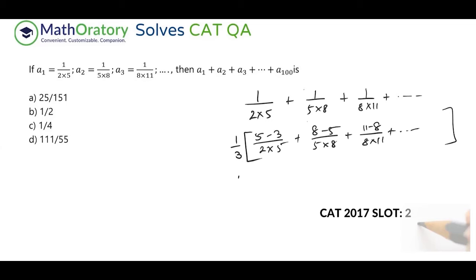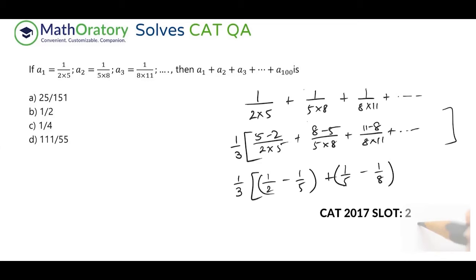Now, check this out. As soon as we do this, the first term splits into two parts. One is 5 divided by 2 into 5, which is 1 by 2, minus, sorry, this is 5 minus 2, right? We are getting 3 in the numerators. So 5 divided by 2 into 5 is 1 by 2, and 2 divided by 2 into 5 is 1 by 5. This itself is the first term. The second term, again, 8 divided by 5 into 8 is 1 by 5, minus 5 divided by 5 into 8, so that is 1 by 8.